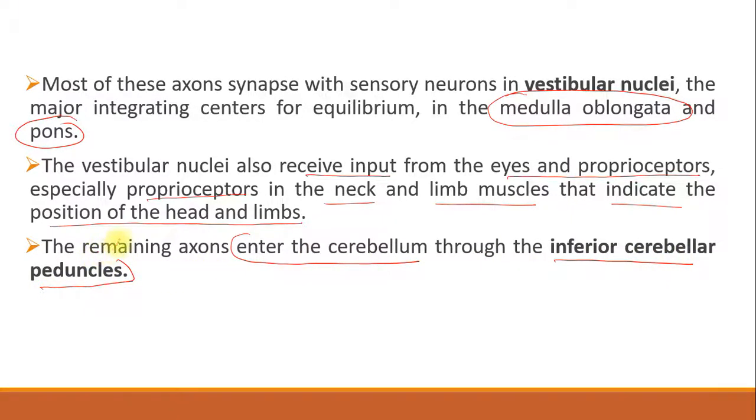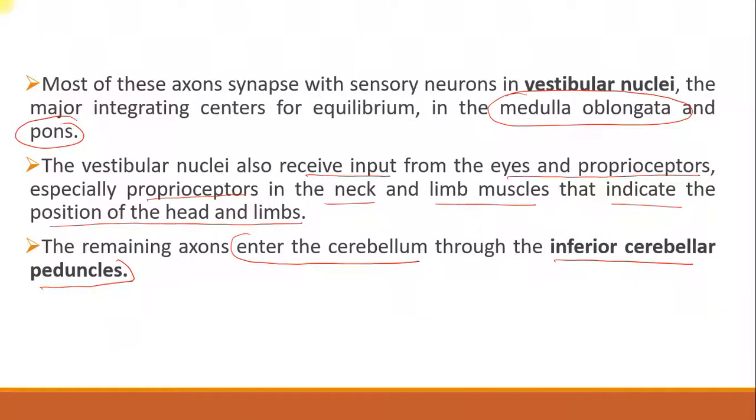So first of all, let's revise. These sensory neurons reach the vestibular nuclei in the medulla oblongata as well as the pons, and these vestibular nuclei also receive input from two regions: from the eyes, and from the proprioceptors of the limbs and the muscles of the neck.